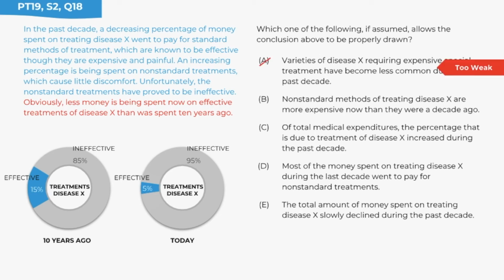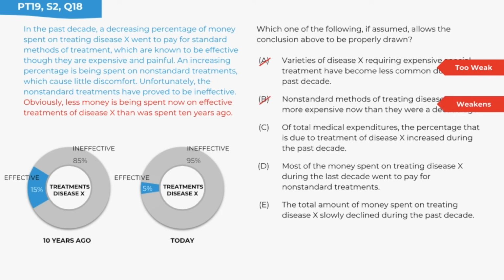Answer choice B says that non-standard methods of treating disease X are more expensive now than they were a decade ago. Actually, B seems to be working against the argument. If the non-standard methods of treating disease X are more expensive, then maybe the reason why a greater share of the total amount of money being spent on treating disease X went to the non-standard methods is simply an increase in their cost. And it has nothing to do with a change in the amount of money being spent on the standard methods. So answer choice B actually weakens the argument. Let's get rid of it.